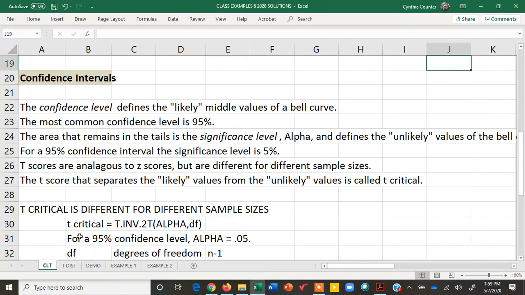For our 95% confidence level, alpha is 0.05. So we would find our T crit, our critical value, T.INV.2T 0.05, n-1 degrees of freedom.